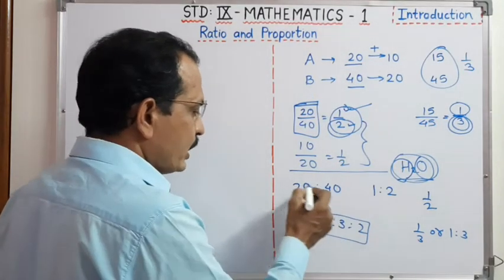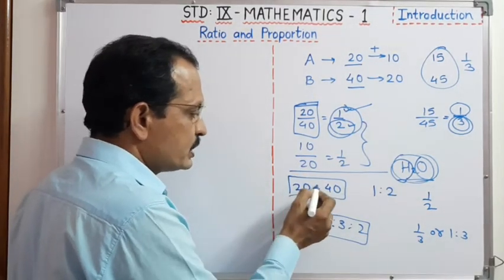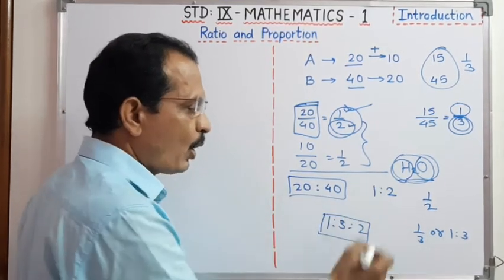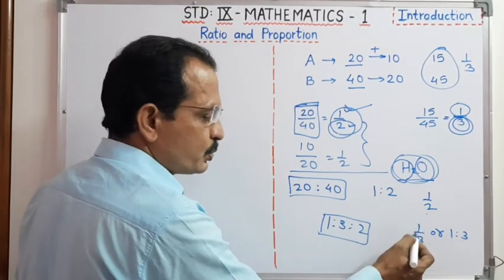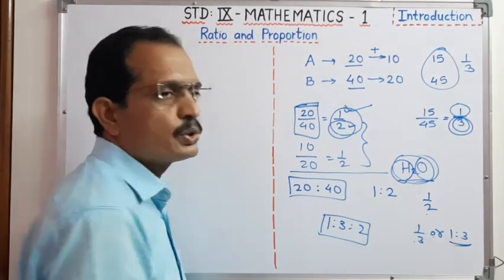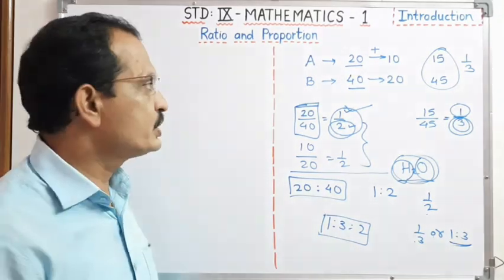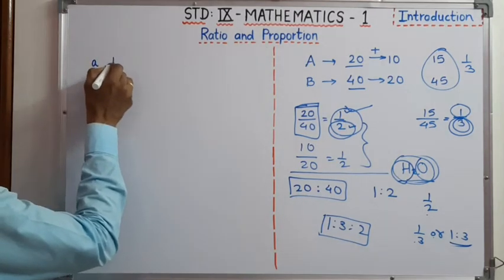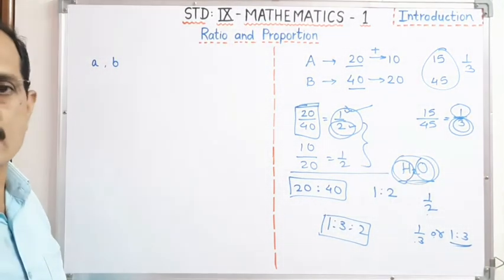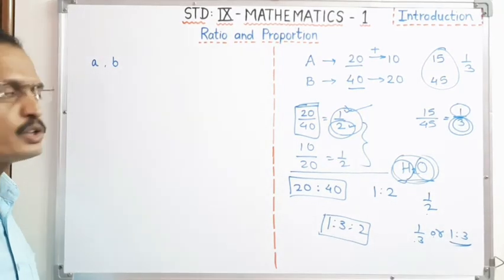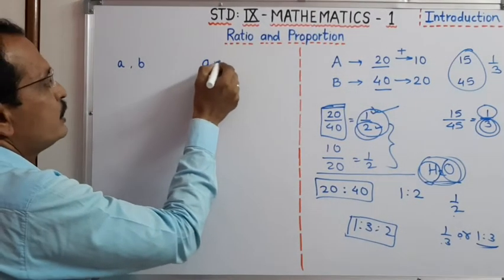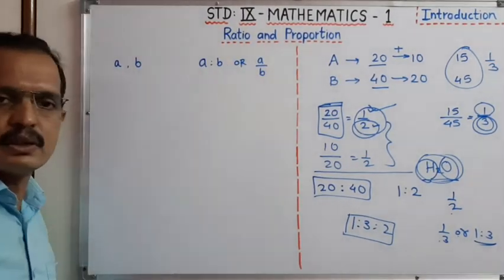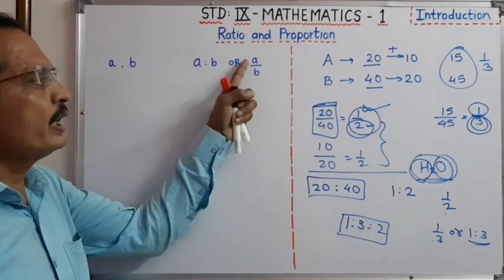Now, I told you that if we have to write the ratio, we can use this symbol. We say that 20 is to 40, or 1 is to 2, or we can write 1 upon 2, or 1 upon 3, or we can say that 1 is to 3. Now, dear students, suppose we are considering some properties about this ratio. A and B, these are the two quantities, two numbers, and if we have to find out the ratio of this, we can write A is to B, or we can write A upon B. This is the ratio form, A is to B or A upon B.